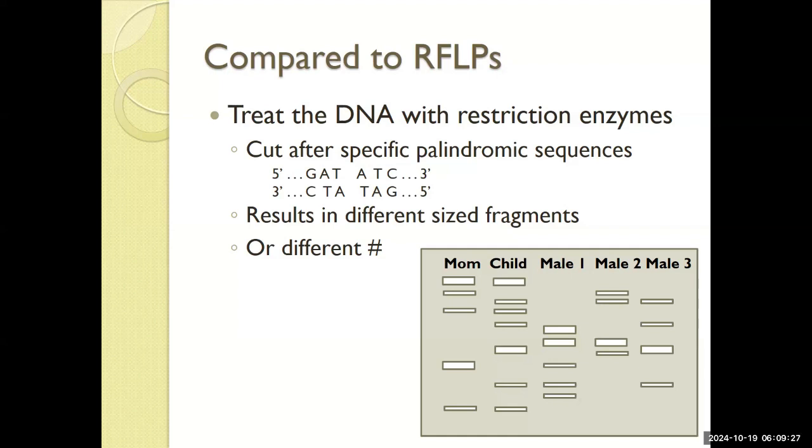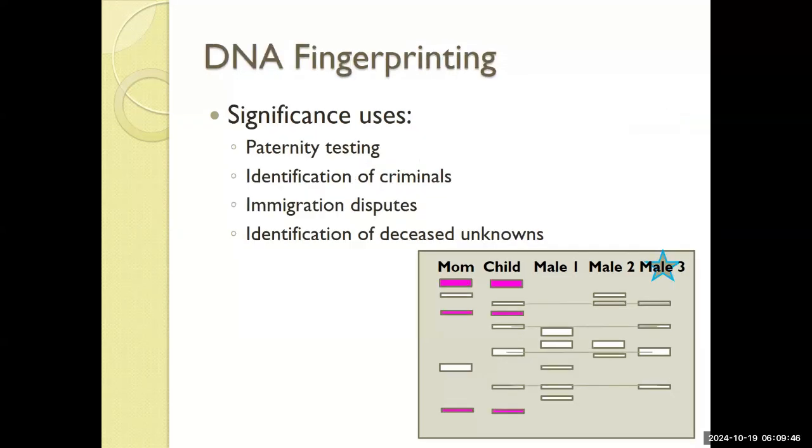So in this particular example, we've got mom, her child, and 3 potential fathers. We can identify the bands that came from mom and then look to see which male can fill in those gaps. Similar process is done when we identify a criminal at the scene of a crime, or for immigration disputes, or identifying an unknown individual during times of war, based upon a small DNA sample.